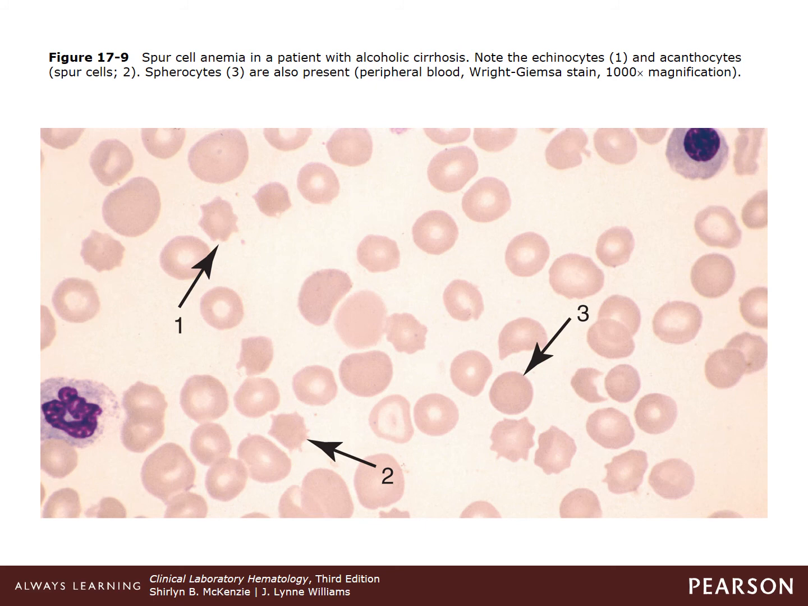Now, after repeated splenic passages, the acanthocytes, or spur cells, occur, which are just spike-like projections. Here in your peripheral blood, you have a moderate to severe normocytic normochromic anemia. Your hemoglobin can be as low as 5, with the reticulocytes increased up to 15%. You could have 20 to 80% acanthocytes. You may see spherocytes or echinocytes.